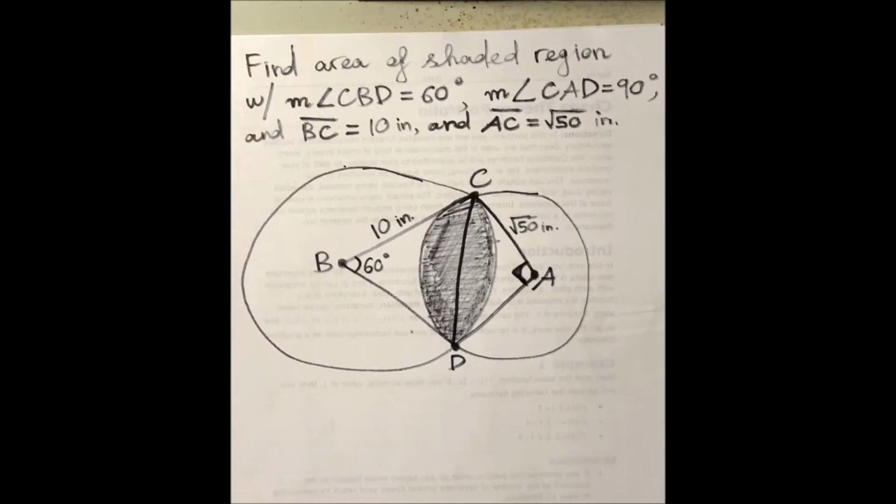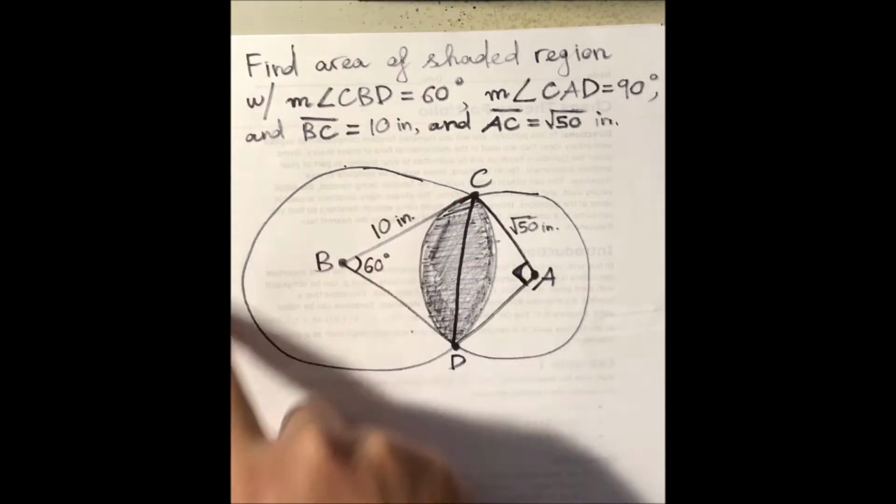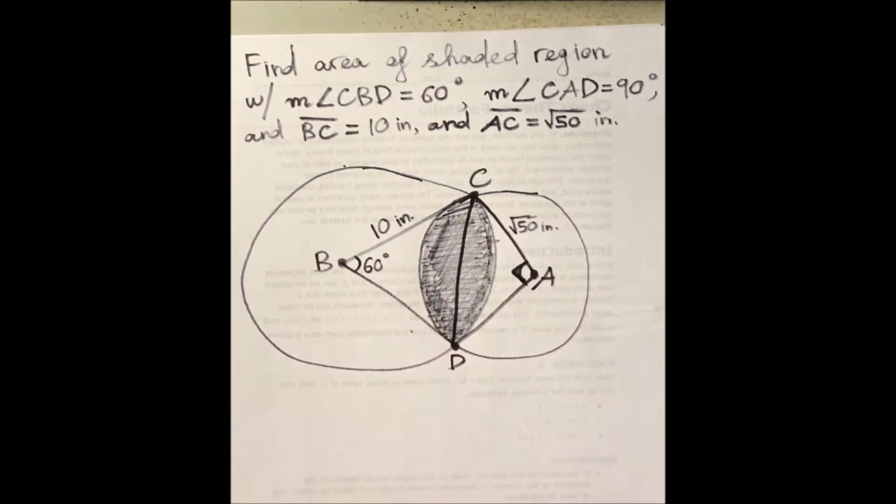Alright, in this example, we have to find the area of the shaded region right here, given the two central angles CBD and CAD having measures of 60 degrees and 90 degrees respectively, as well as the two segments BC and AC, which are respectively the radius of this circle on the left and the radius of this circle on the right, being 10 inches and square root of 50 inches.